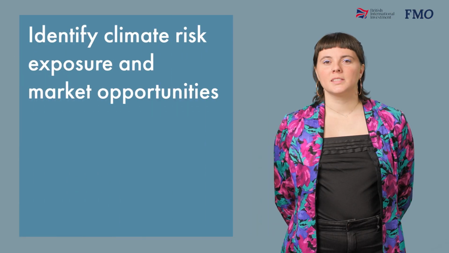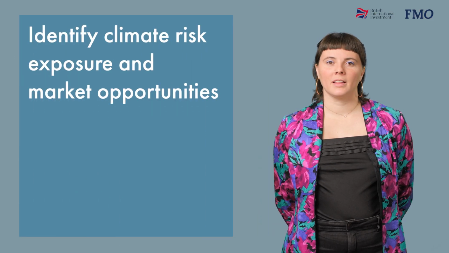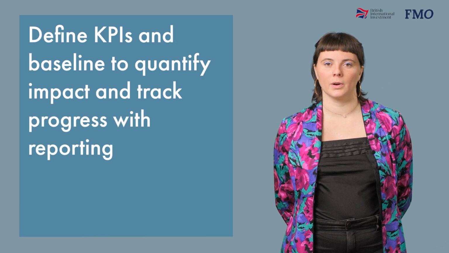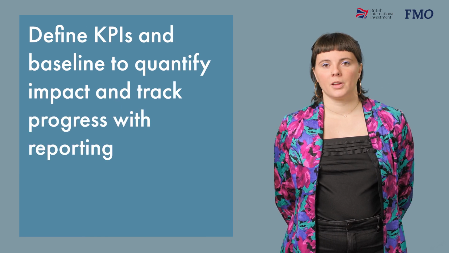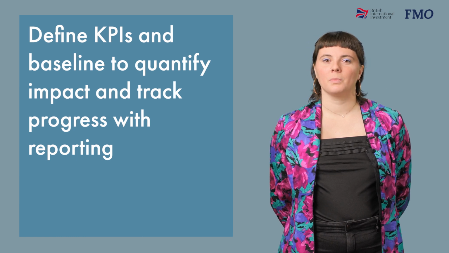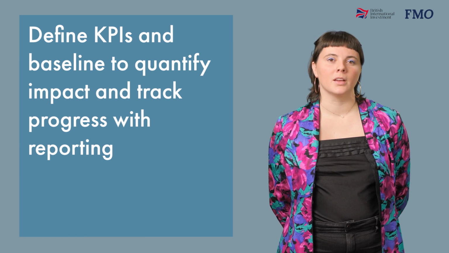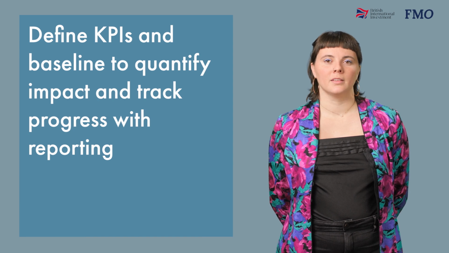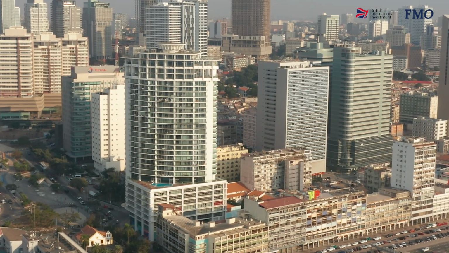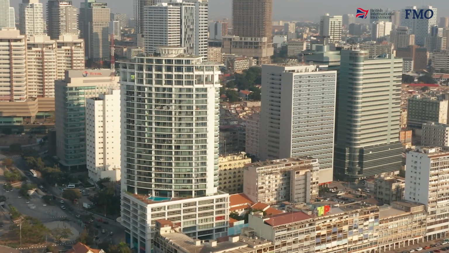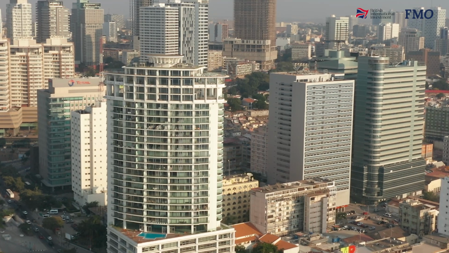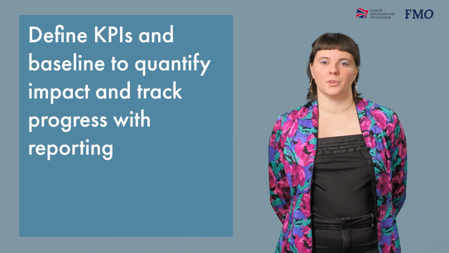From there, you'll need to develop a framework for measuring climate impact. Start by defining key performance indicators, or KPIs, for your investments. For mitigation-focused projects, this might include metrics like emissions avoided or renewable energy generated. For adaptation projects, you could track the number of people better protected against climate impacts, or the economic losses avoided through improved infrastructure.